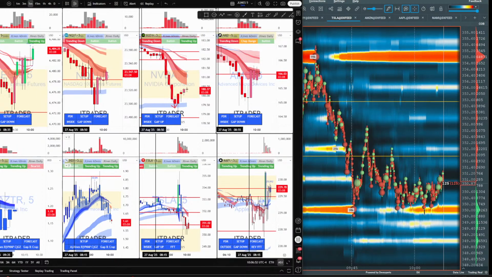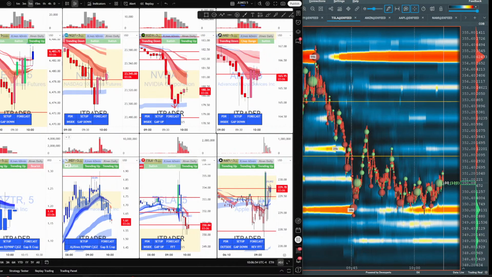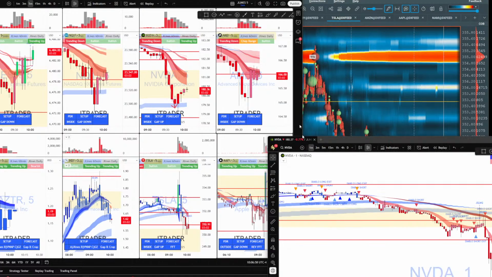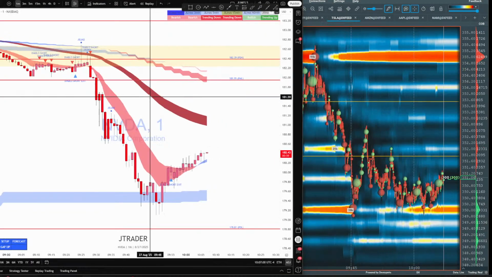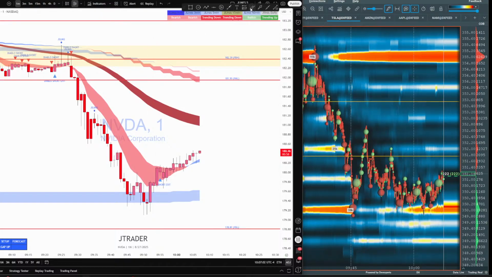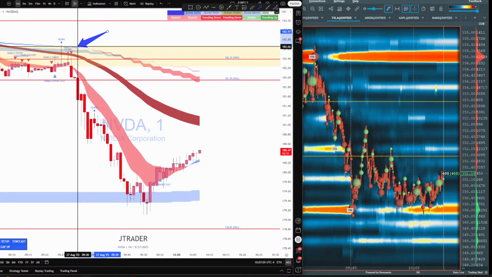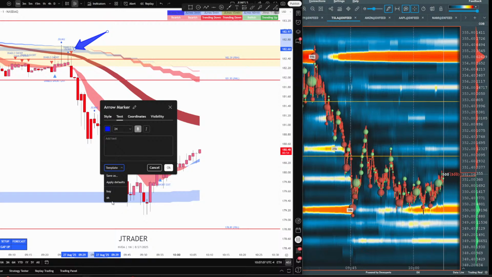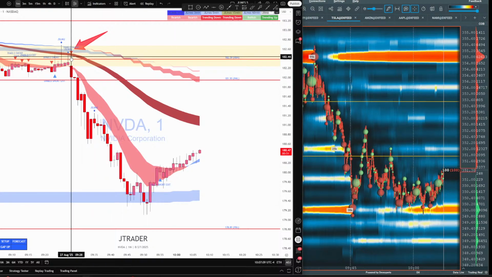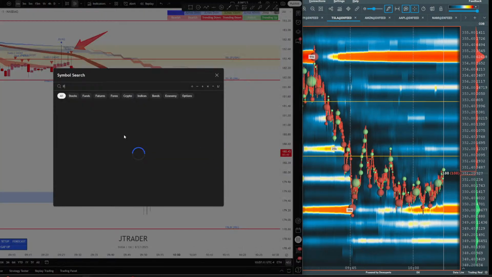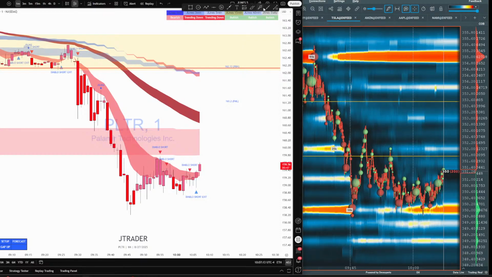Apple waiting for any kind of long. So we had some decent short this morning, simply using JLine rejection over here into NVIDIA, PLTR.